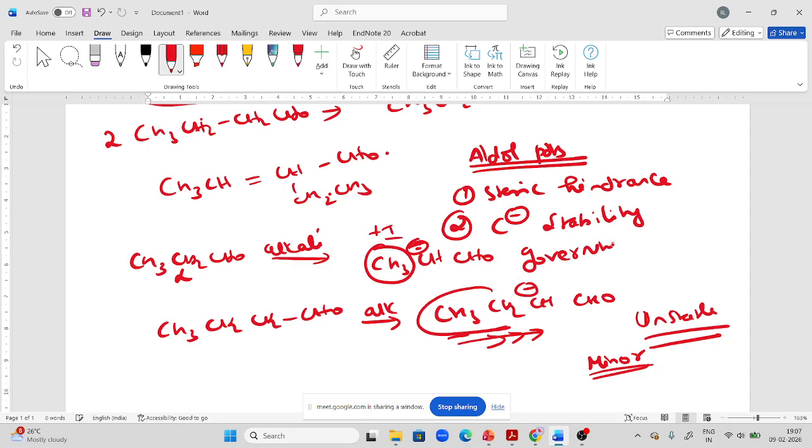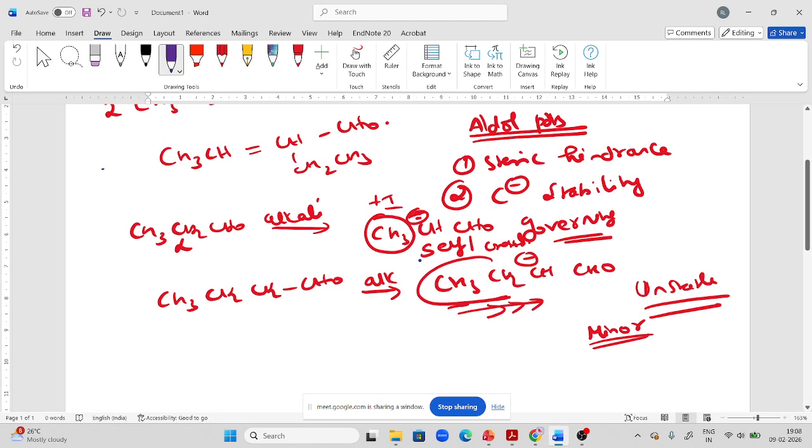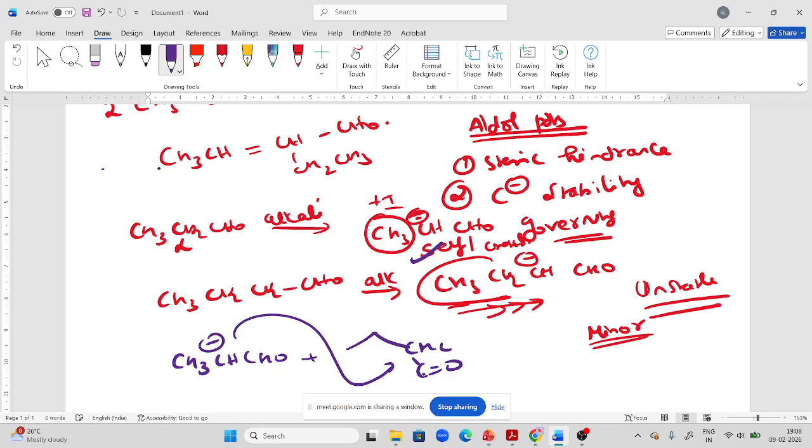All right, ma'am, accepted. If this is governing, either it could undergo a self aldol or it could undergo a cross aldol. Correct? The CH3CH minus CHO would undergo a self aldol, also a cross aldol. Now, among them, which would be the governing product? Self aldol, ma'am. That's right. Very good. Self aldol will be the governing product. Why is that? Because of the steric hindrance. If not, this should go and attack this molecule here, isn't it? Correct now? Yes, ma'am. Therefore, your self aldol will be the governing product.